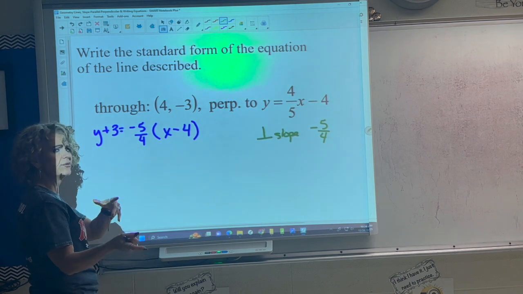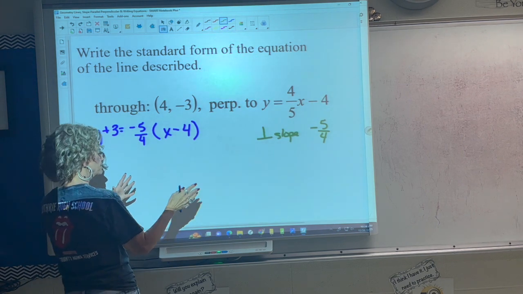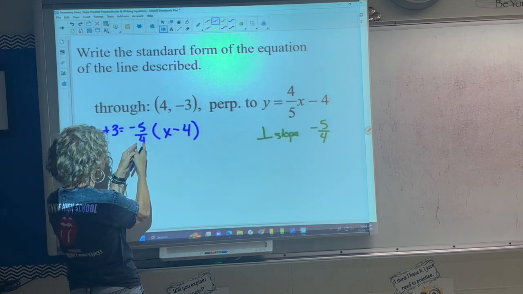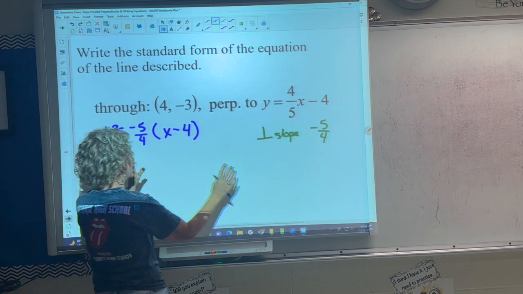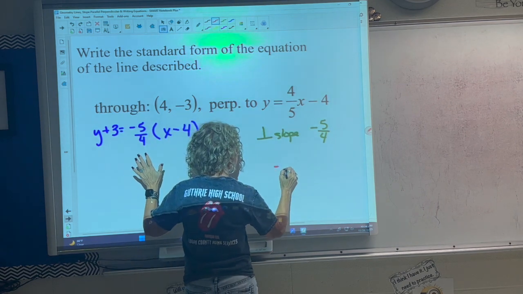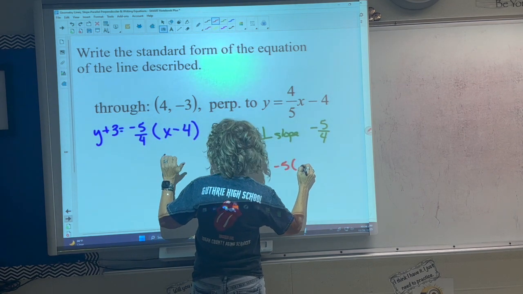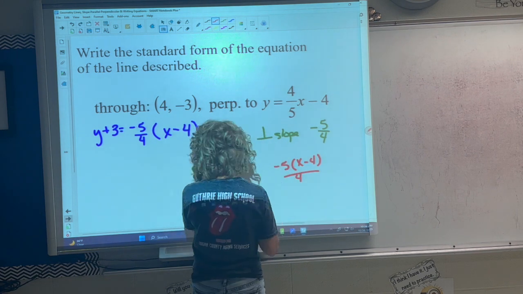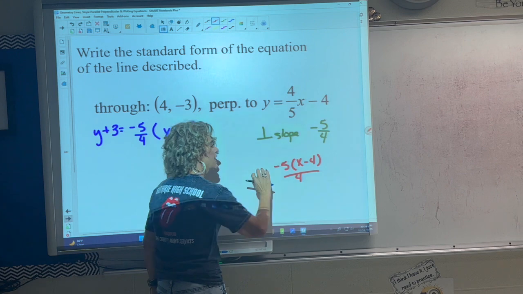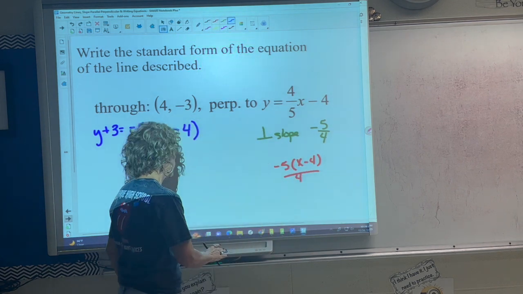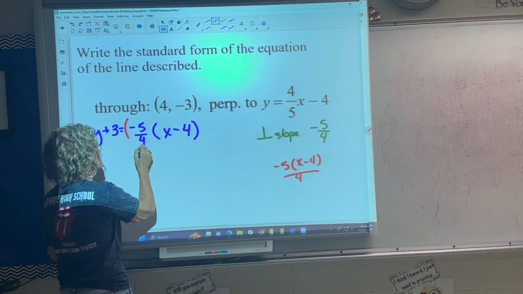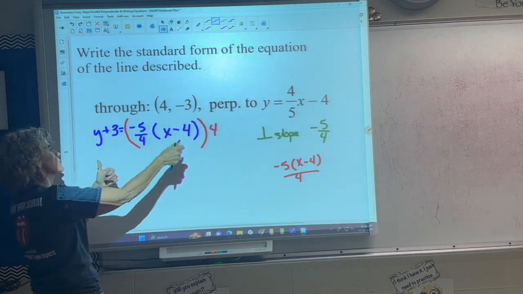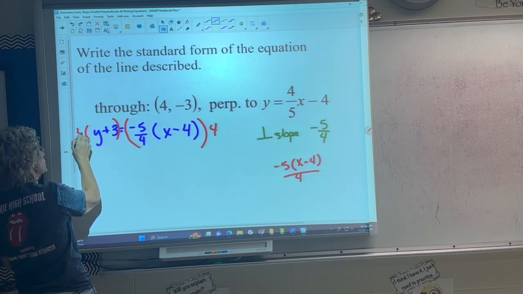So we're going to do the same thing that we did earlier with the parallel line when I had a fraction. I'm going to get rid of this 4. This is the same thing, and I'm going to write it over here. This is the same thing as -5 times x minus 4, over 4. It's just written differently. This whole thing is over 4, okay? So I want to get rid of the 4, so I'm going to multiply this side by 4. And what I do to one side, I do to the other side.